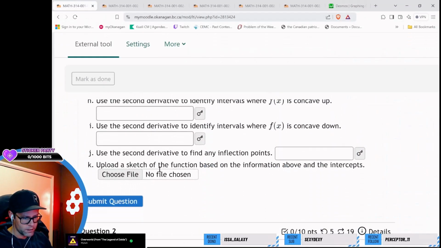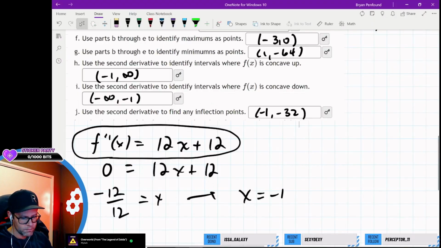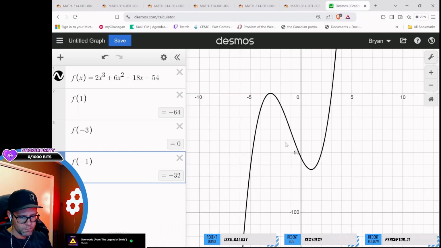Does that, please tell me that ends this question. Holy cow. Upload a sketch of the function. Here it is. It's right here.